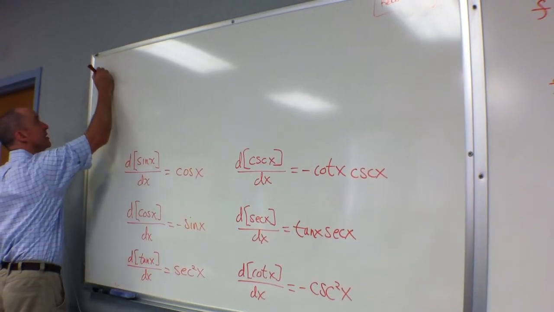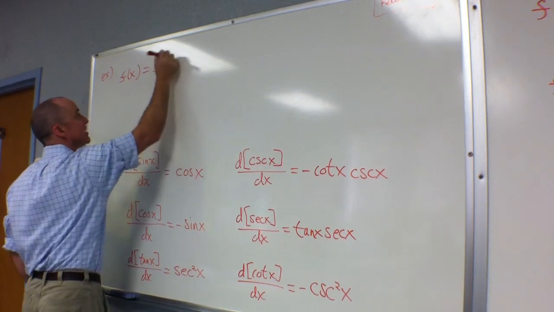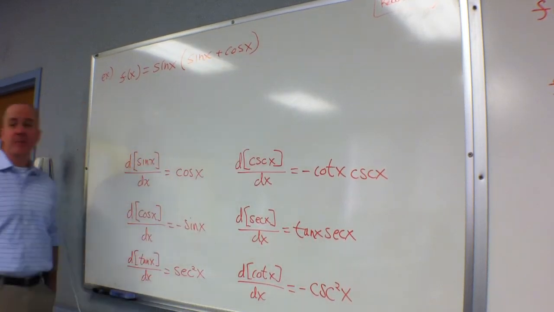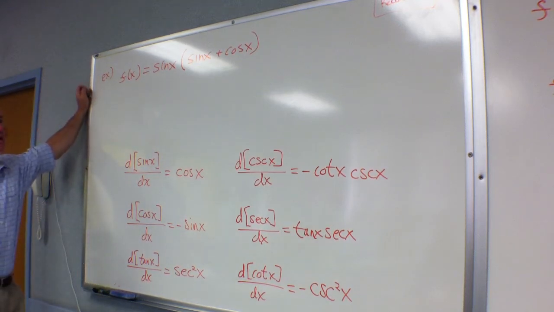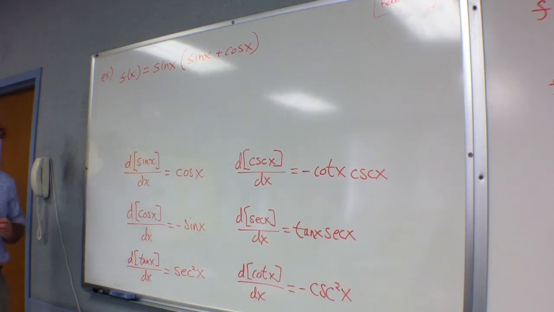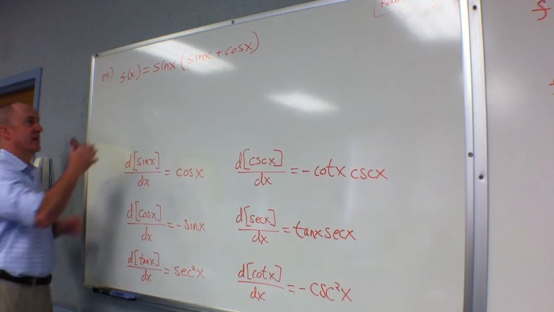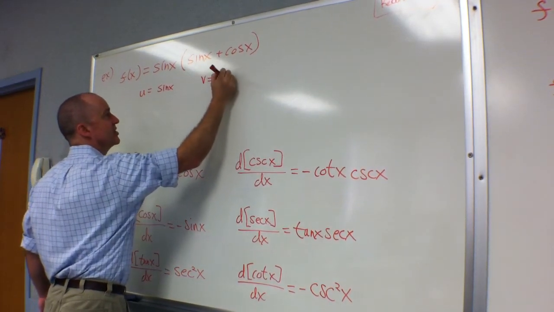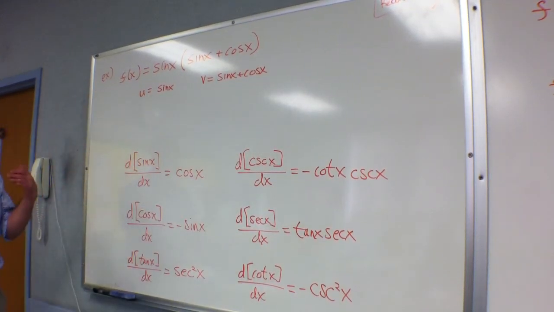Okay, another example. F of x equals sine x times sine x plus cosine x. Sometimes it's simpler to do some algebra or trigonometric identity stuff before we start, sometimes it's not. You can distribute it, actually, and that may even wind up being easier. If we don't distribute, we'd be looking at u equals sine x, v equals sine x plus cosine x, and then we'd be doing the product rule from here.